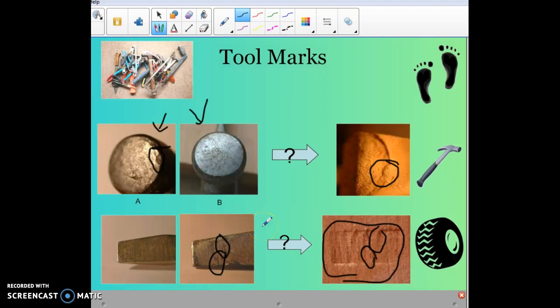So those are the four types of impression evidence, okay? Bite marks, shoe prints, tire marks, and tool marks.